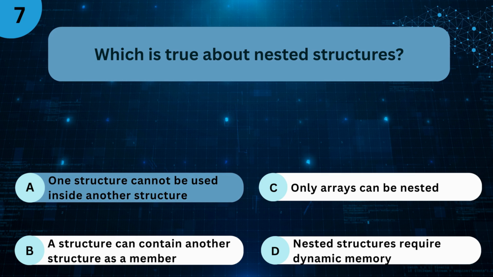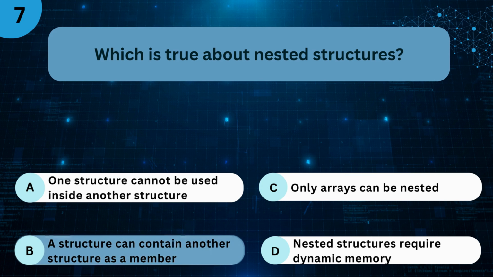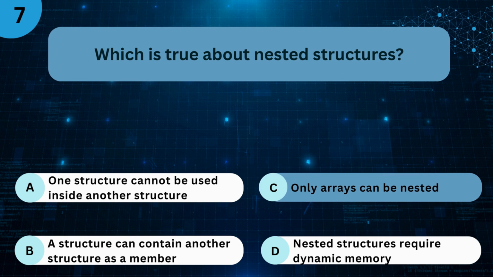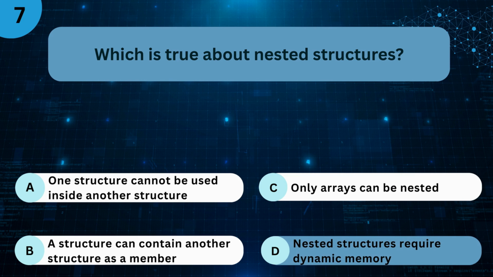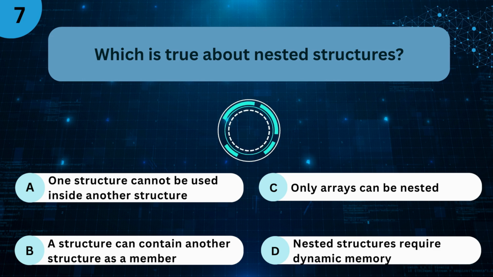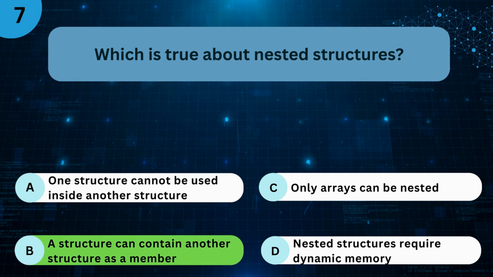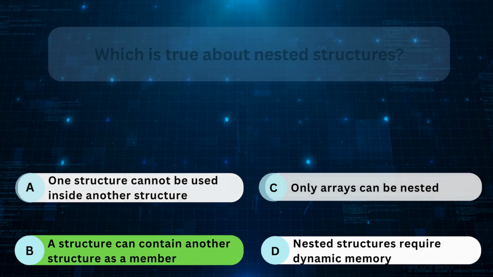Which is true about nested structures? A. One structure cannot be used inside another structure. B. A structure can contain another structure as a member. C. Only arrays can be nested. D. Nested structures require dynamic memory. The right answer is B. A structure can contain another structure as a member.